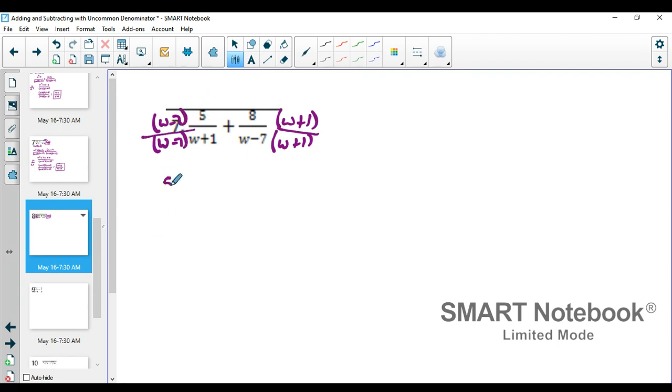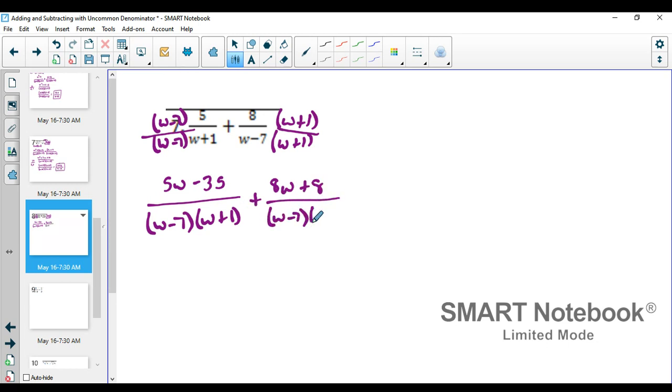So distribute those. So we have 5w minus 35 over w minus 7 and w plus 1. And leave those in their parentheses. Don't worry about that now. And then distribute this. So we have 8w plus 8 over w minus 7 and w plus 1. And then add what you can. So 5w plus 8w is 13w. And negative 35 plus 8 is negative 27 over w minus 7 and w plus 1.